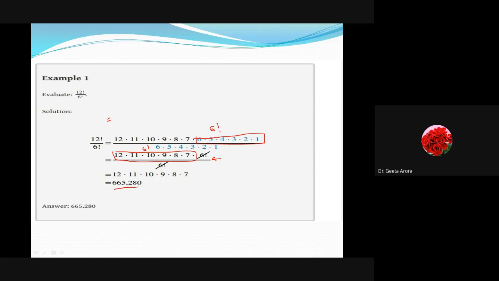I hope you're getting the fact that factorial of a number means the product of the number in a continuous way till the number gives me 1, means decreasing by one each time. It's the product of the number and all the smaller numbers till 1, correct?